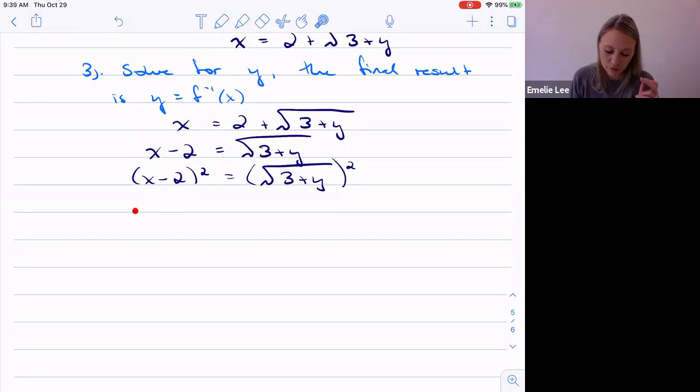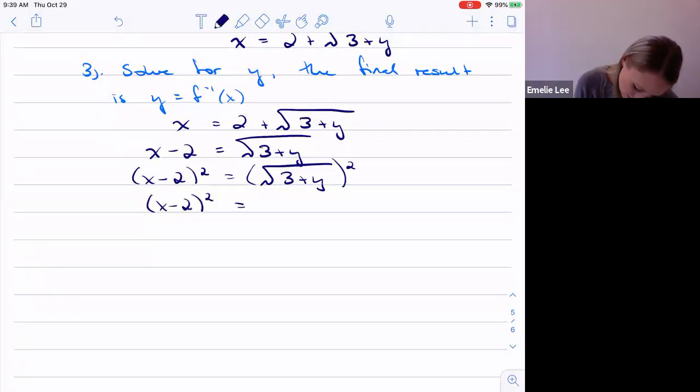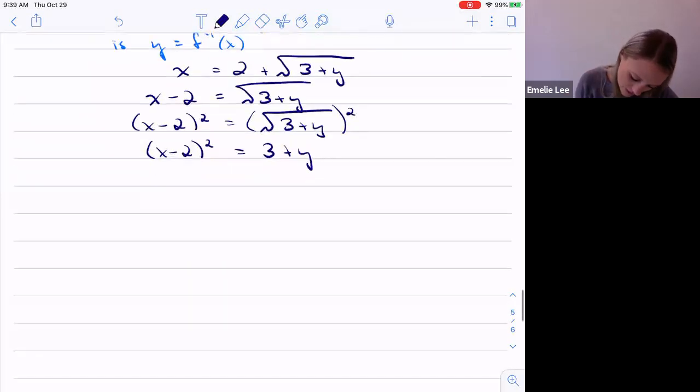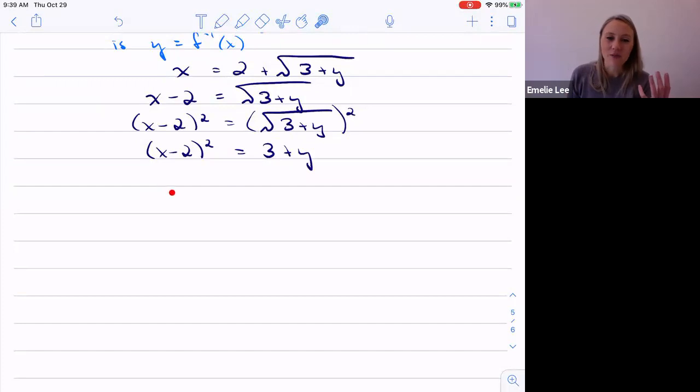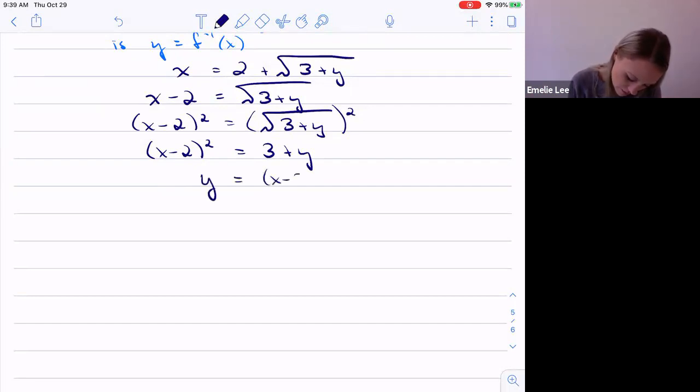You want to be really careful. So what we get here is (x minus 2) squared is 3 plus y. So solving for y, I have to subtract 3 from both sides. Usually what I'm solving for, I like to have it on the left-hand side. Remember, the equal sign is really just a revolving door. So what I'm going to do, and this catches people off guard, so that's why I'm mentioning it, is I'm going to write y equals (x minus 2) squared minus 3.